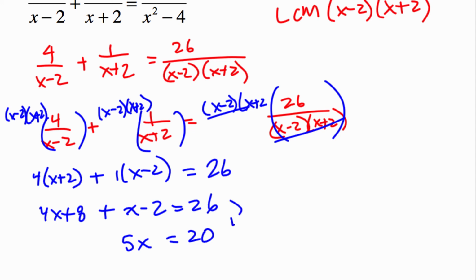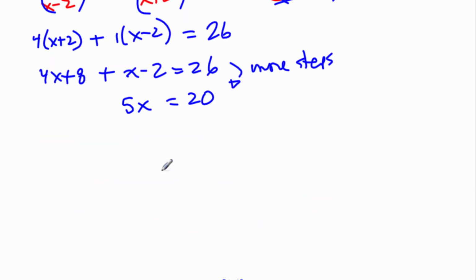Notice I did a couple of steps there, and this is back to stuff we've done in the past. If you need more steps, for sure put those in. But just solve this as you normally would. Okay, and then 5x is equal to 20, therefore x is equal to 20 divided by 5, or 4.